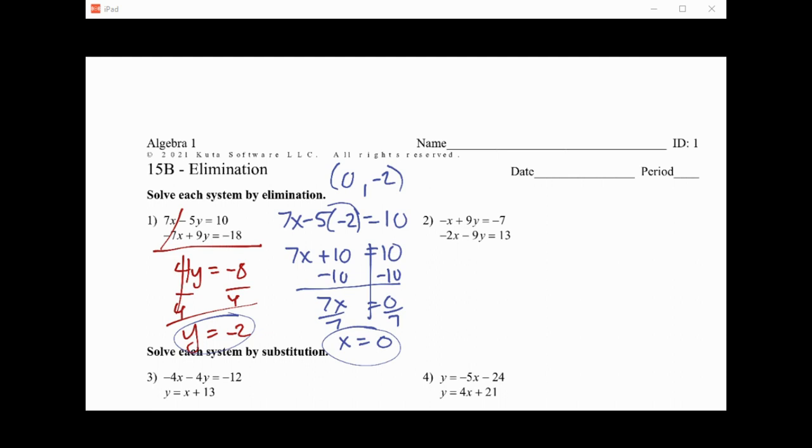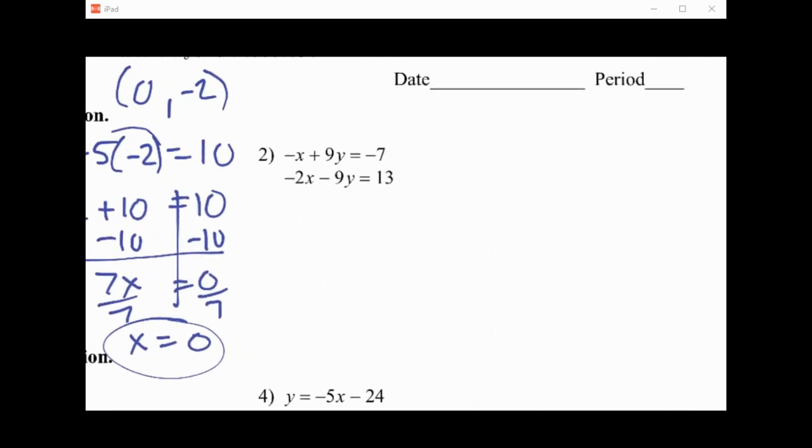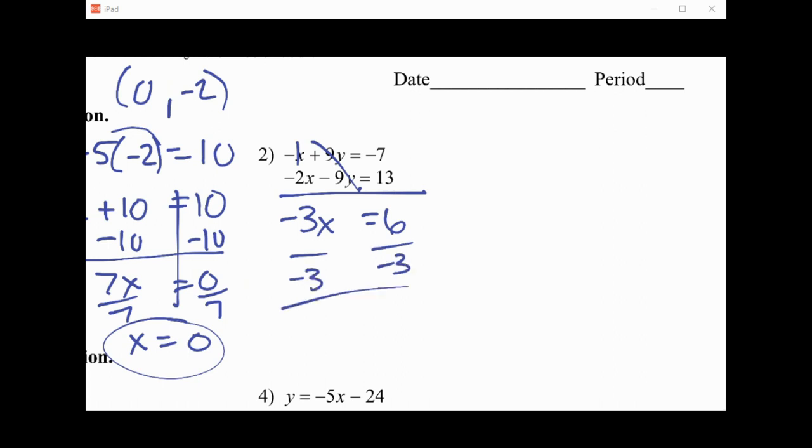Is that 101? So again, you just add them together. If there's nothing there, it's like having a 1. So this becomes negative 3x, and then those two cancel, and it equals 6. So to find x, I just have to divide by negative 3. So x is going to be negative 2.